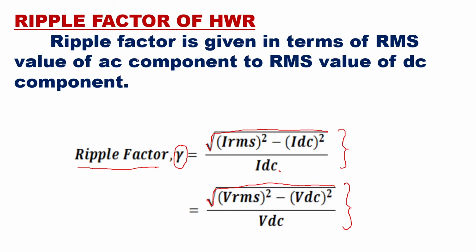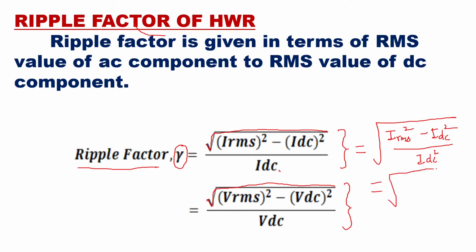So in terms of a ripple factor for a current, it is given as under root IRMS square minus IDC square upon IDC. So the numerator is under root. So you can take the complete root and you can rearrange this equation. Here you can write the same equation as under root IRMS square minus IDC square upon IDC square, if you take it inside the root.